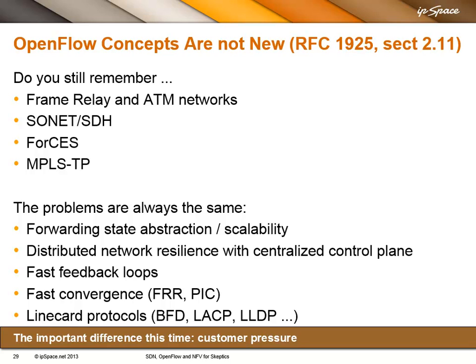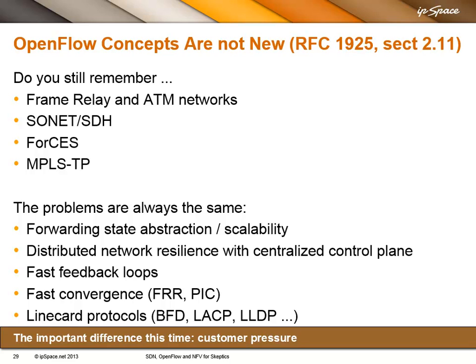Whenever we have an architecture that's similar to the past architectures, we should keep in mind what problems we had with those past architectures. The first problem was scalability, which triggered the forwarding state abstraction, which brought us MPLS. Second problem is, how do you have network resilience with a centralized control plane? In SDH, for example, they solved that by pre-configuring backup paths so that the SDH boxes could flip over to the backup path without the controller.